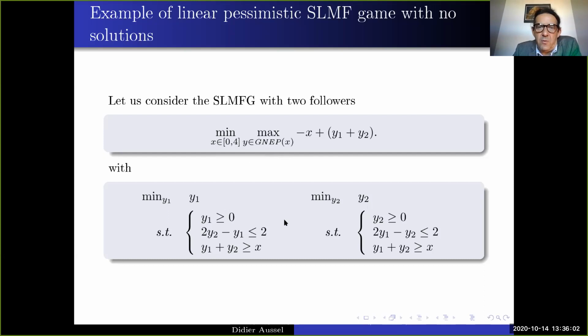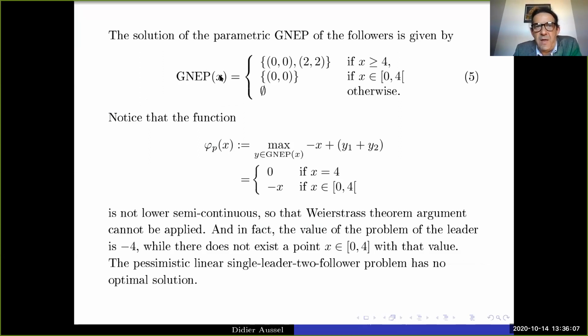When you try to deal with that, what happens is that the GNEP solution, given x, is the answer, the package of a Nash, a generalized Nash equilibrium of the lower game. So if x is greater than 4, it is this. If x is between 0 and 4, it is this. Otherwise, it is empty. And then if you have a look, this is pessimistic because of the max, but actually it's max and max.